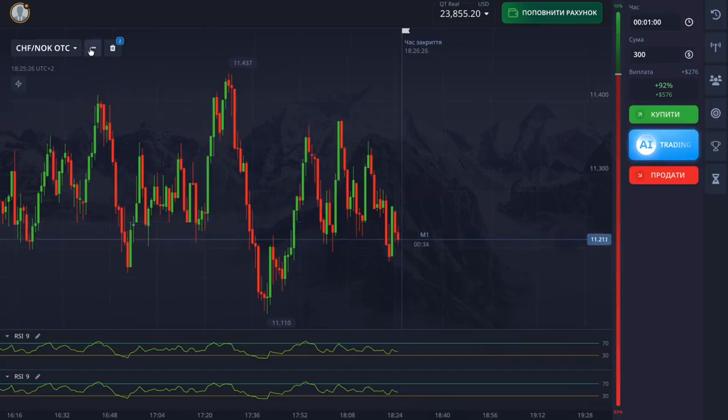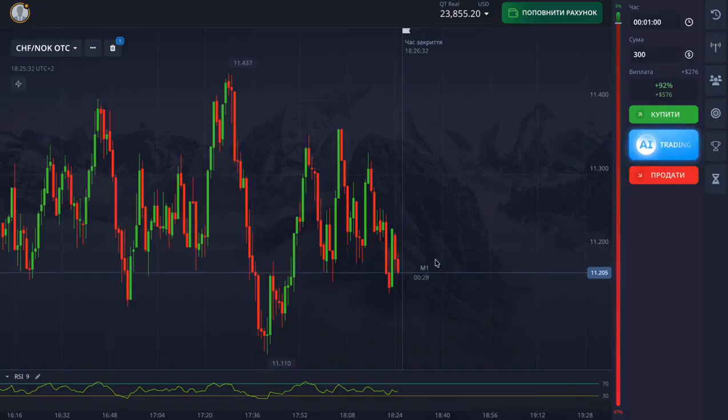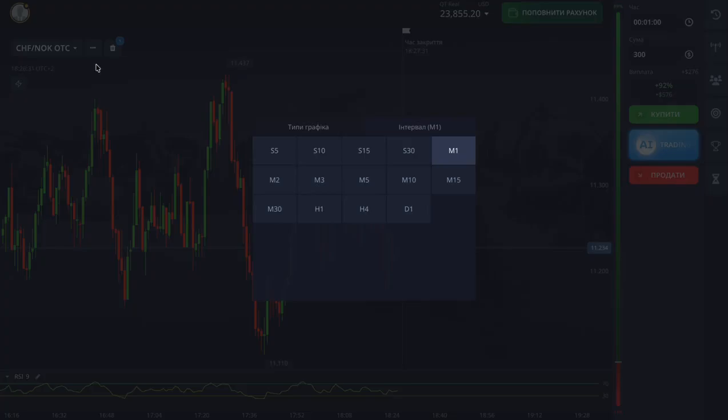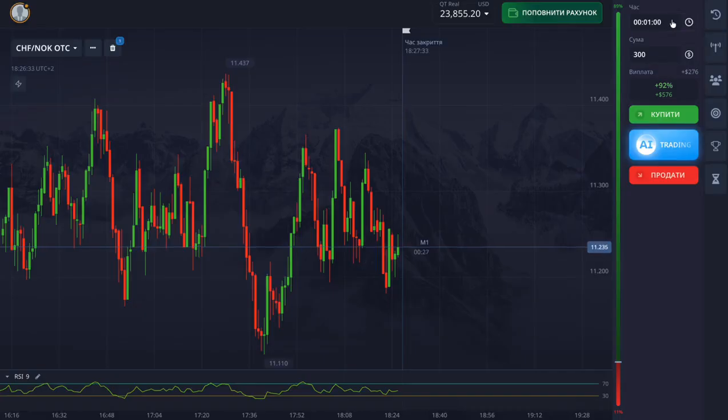Everything is traded on the 1 minute time frame, so the expiration time is also 1 minute. Now we'll remove one indicator and start analyzing the market. Okay friends, we've set up the indicator, now let's move on to trading.